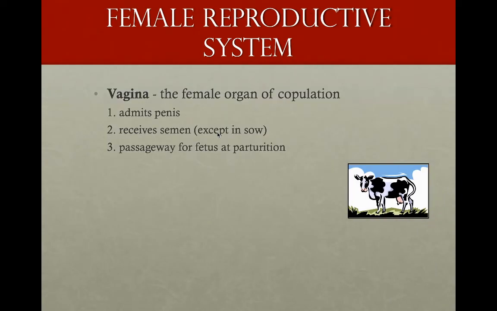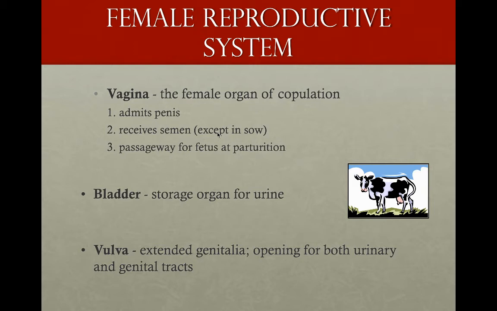The purpose of the vagina is to receive the male organ of copulation. That's where semen is placed naturally. In artificial insemination, that may be different, but naturally that's where semen is placed. The bladder is an accessory organ located beneath the vagina, and as you probably know, it is the area for urine storage.